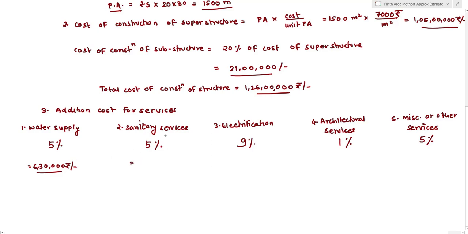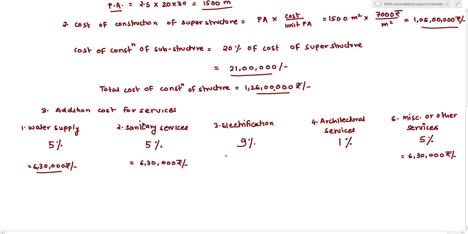Similarly, for sanitary services, 5% of 1 crore 26 lakhs will again work out to be 6 lakh 30,000 rupees. Similarly, for some miscellaneous services or for other services, we'll have to provide the same 5%, that is 5% of 1 crore 26 lakhs. So this will work out to be 6 lakh 30,000 rupees.